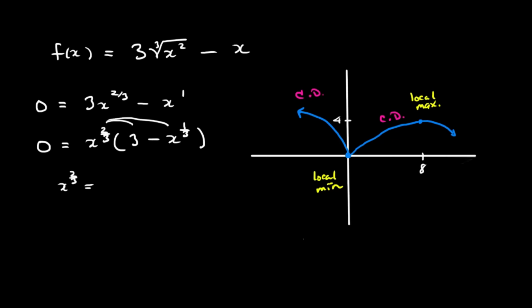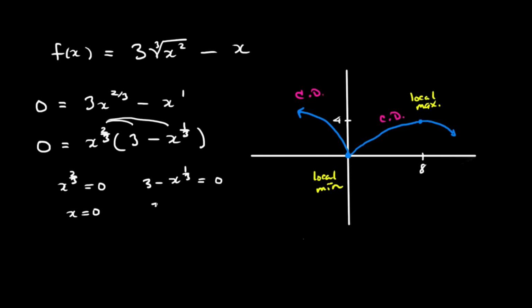If x to the 2/3 can be 0, that's a possible x-intercept. And guess what? You already know that. That's our local minimum there at the origin. And our sharp point, I guess our other x-intercept, has to be whatever makes 3 minus x to the power of 1/3 equal to 0.